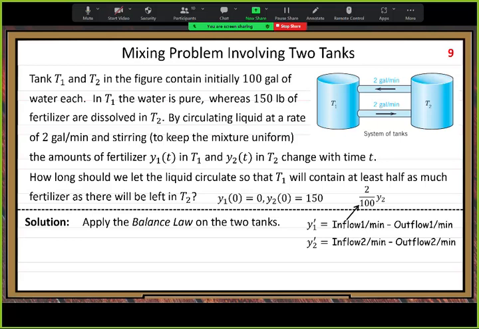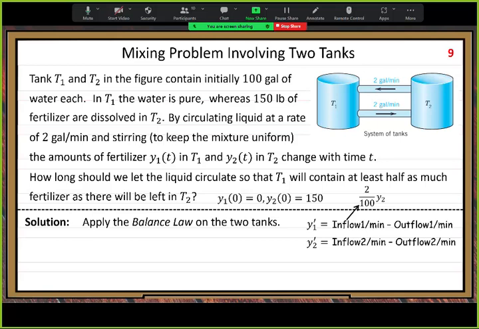Tank 2 has 100 gallons volume, right? And you take 2 gallons from that 100 gallons. All right. So the amount of fertilizer, 2 over 100, right? Because you only take 2 gallons from 100 gallons. So the amount of fertilizer you take is 2 over 100 times Y2. Okay? So that's the understanding.